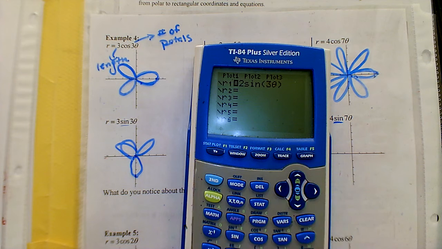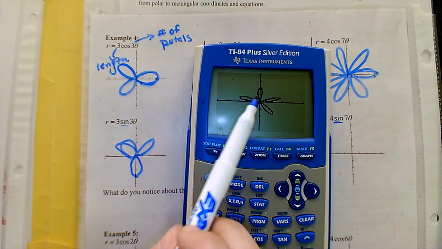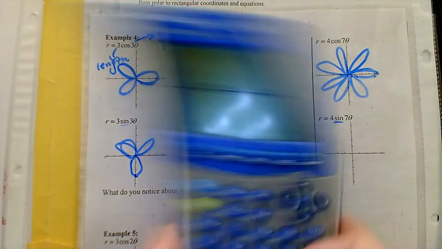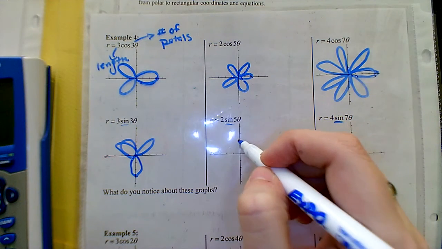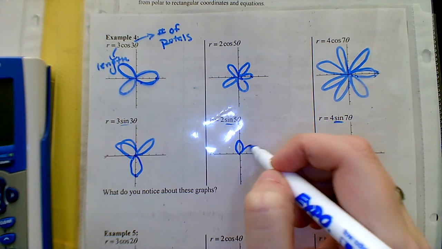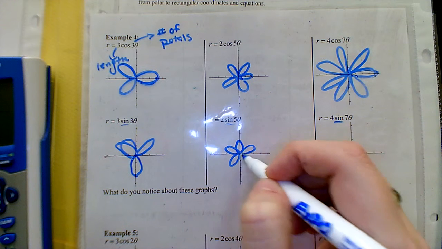If we tried the next one, 2 sine of 5 theta, this one looks like it's up top. So the sine ones can be a little trickier. Some of them can be up top, some of them start down below.